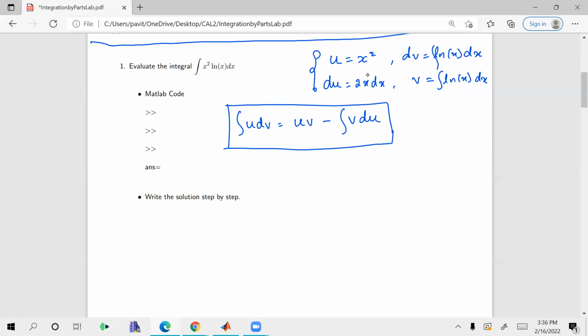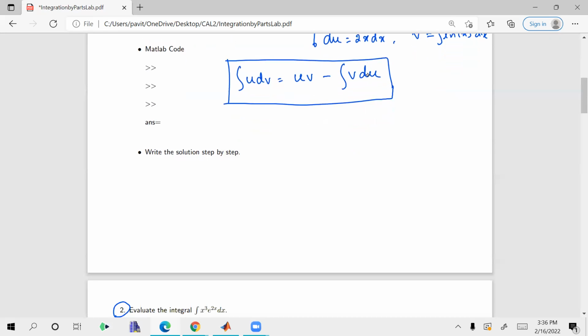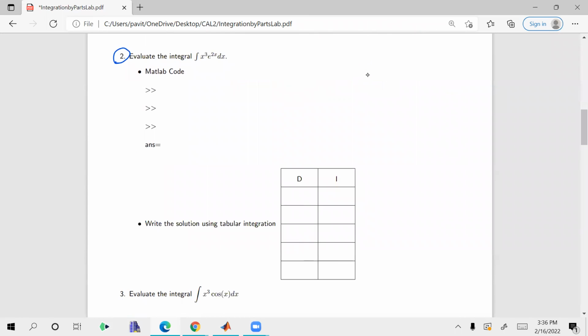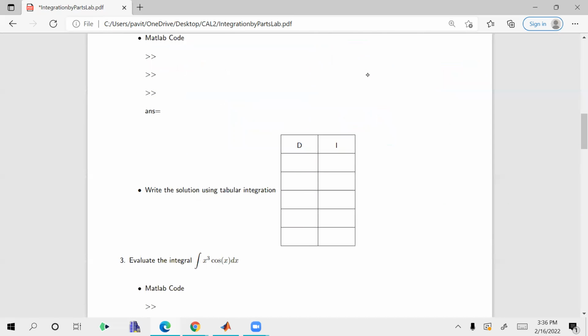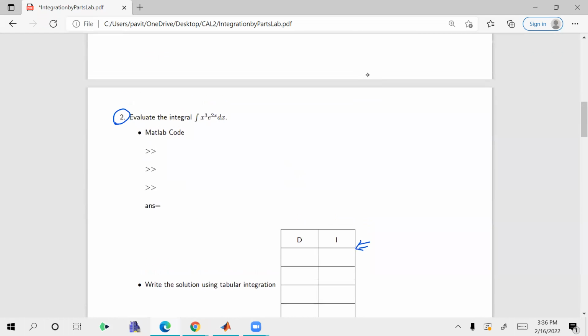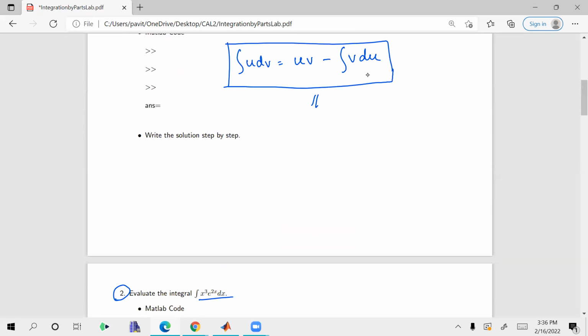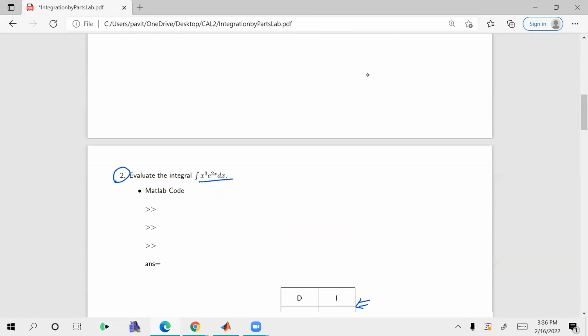Okay, so that was about problem 1. Now, problem 2, question 2. You can see that there is a small table here, right? So you might be wondering how to solve this. Now you can solve this using the same formula here. Okay, you can do that.